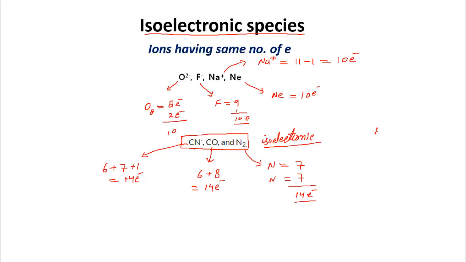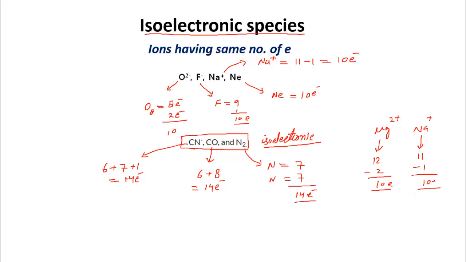Similarly, we can say magnesium 2 positive, Mg 2 positive, and sodium ion, Na positive, are also isoelectronic. Magnesium with atomic number 12 has 12 electrons, but because of the 2 positive charge it has lost 2 electrons, so you subtract 2. The total number of electrons will be 10 here. Sodium with atomic number 11 has lost 1 electron, so you subtract 1. The total number of electrons will be 10.